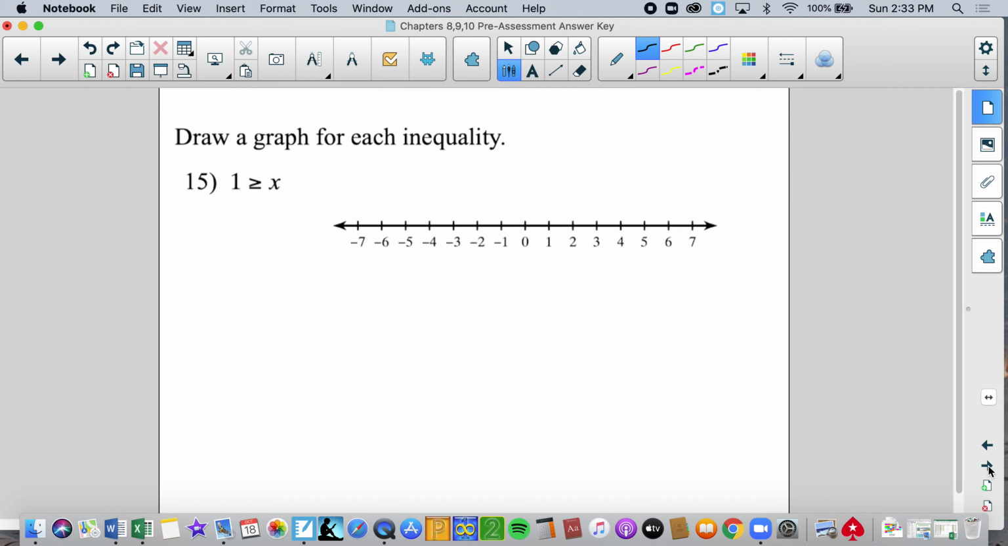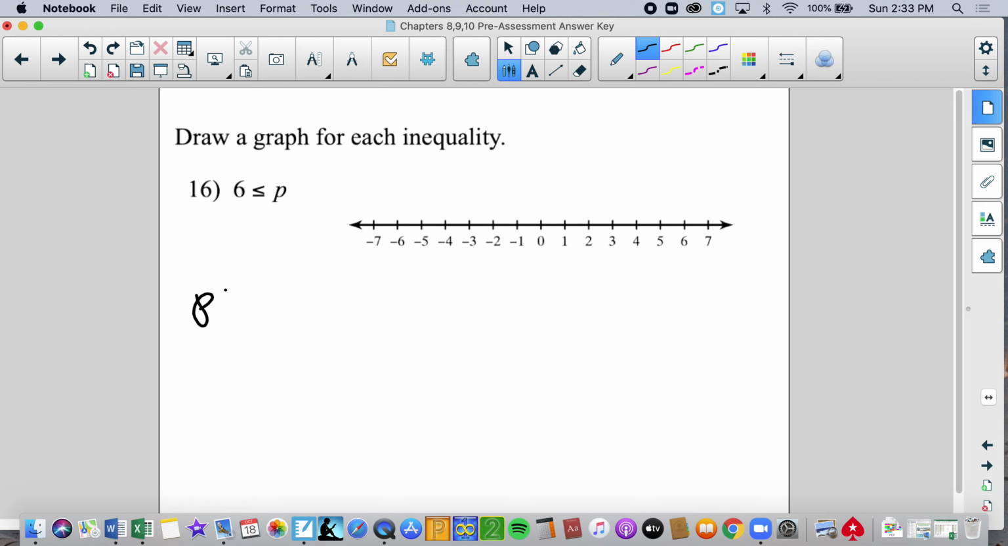All right, now we get into the inequalities. Draw a graph for each inequality. What I've always told you is write the inequality with the variable first. Since it's eating the 1, when you write the variable first, the inequality should still be eating the 1. So I know that I'm going to have a closed circle because it's equal to, and I know it's going to be less than, so my arrow is going to go to the left.